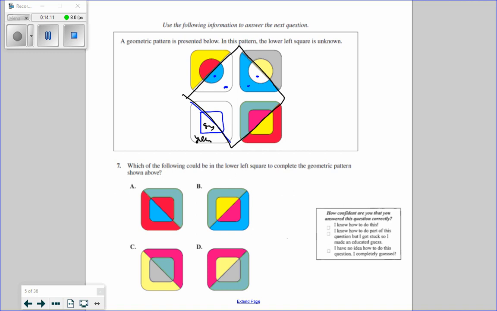Okay. And then on the inside here, blue, white became white, blue. So pink, green is going to become green, pink. Ouch. So yellow, gray, green, pink. So C.